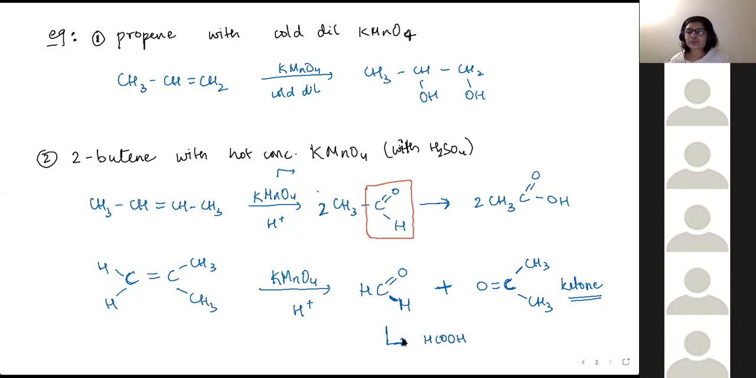Understood. So the thing with methanoic acid is, okay, actually this is something that you guys should be able to predict. What do you think will happen to the acidic nature of carboxylic acids as the number of carbon atoms increases? Will it become more acidic or less acidic? Less acidic.